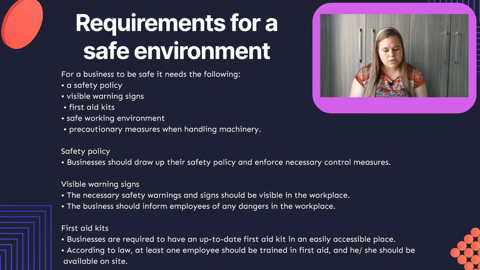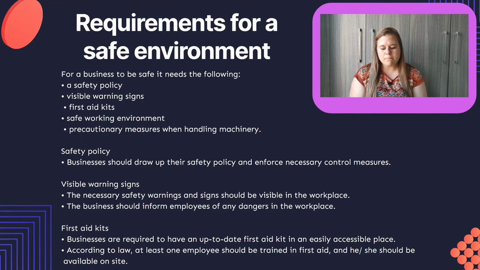Visible warning signs. The necessary warning signs should be visible in the workplace. The business should inform employees of any dangers in the workplace. So if someone is cleaning the floor, there needs to be a yellow rectangular sign that says caution, floor is wet. Or if there's a steep step that most people fall on, then it needs to say caution step or caution unsteady staircase, or whatever the case is. They need to have those warning signs there.